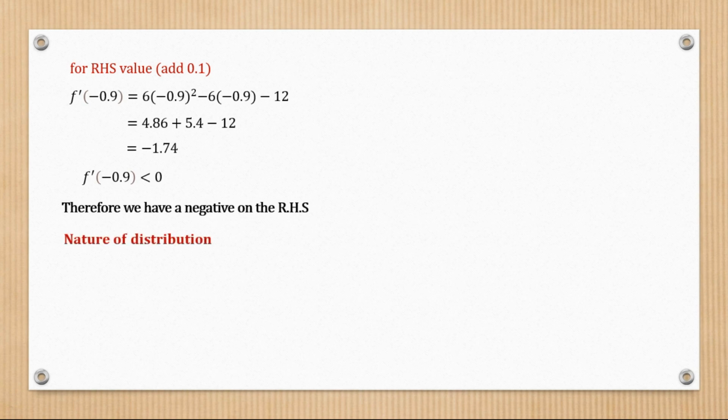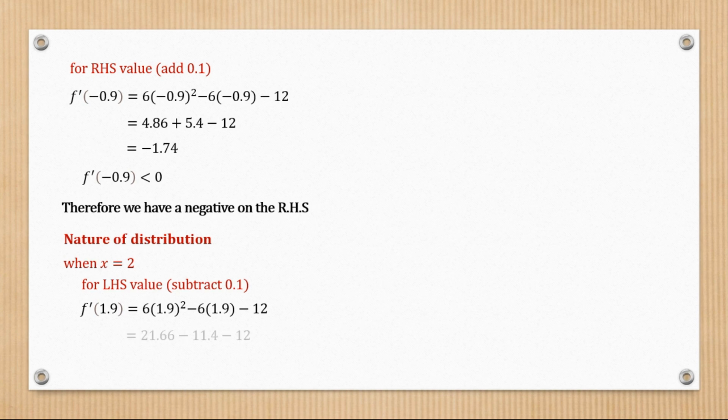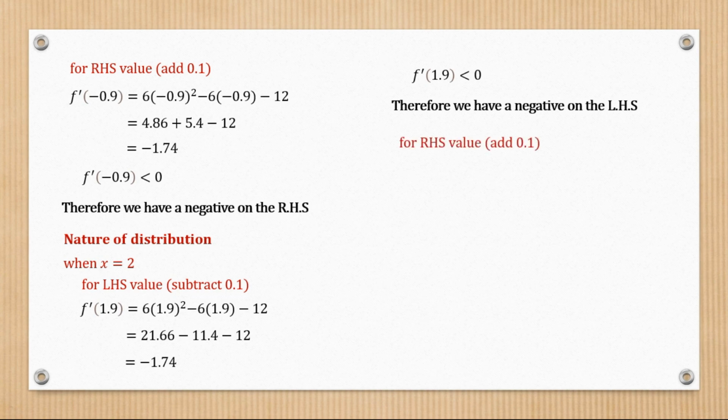Now that is it for the value of -1. So let's investigate the other value of x. Let's look at its left hand side. On the left hand side, we're again going to subtract off 0.1. When I subtract 0.1 from 2, I'll get 1.9. So plug the value of 1.9 into the derivative of f(x), which is going to give me 21.66 minus 11.4 minus 12, which shall give me -1.74. So I can see that this value is less than 0. So it means that we have a negative on the left hand side of x being equal to 2.